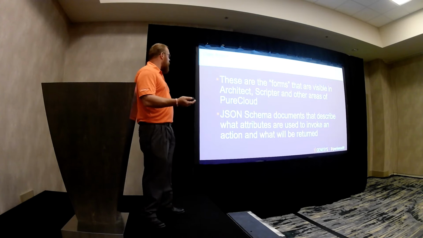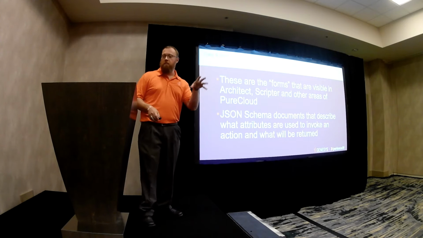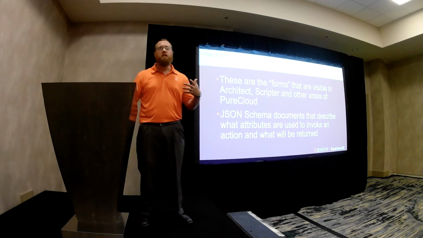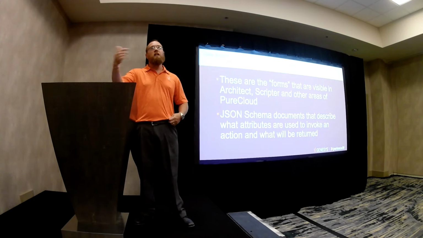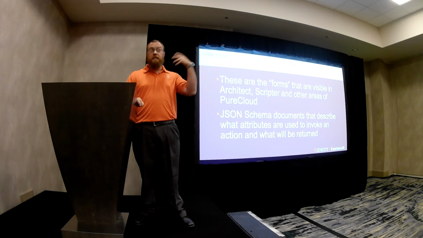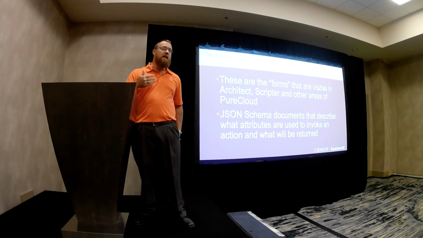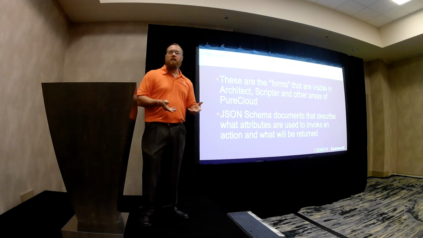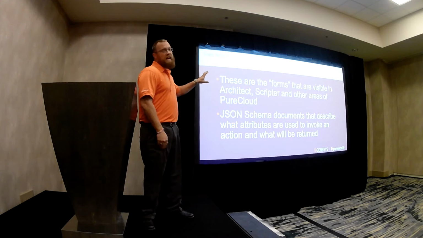So the contracts are the forms that are visible inside of Architect, Scripter, and other pieces of PureCloud. They're JSON schemas that generally support simple key value pairs. So it's saying I've got an attribute and it's going to be of this type. So on the input side, we're defining these are the things that I need to make this web service call. And on the output side, it is these are the pieces of data that I'm going to be returning to you.